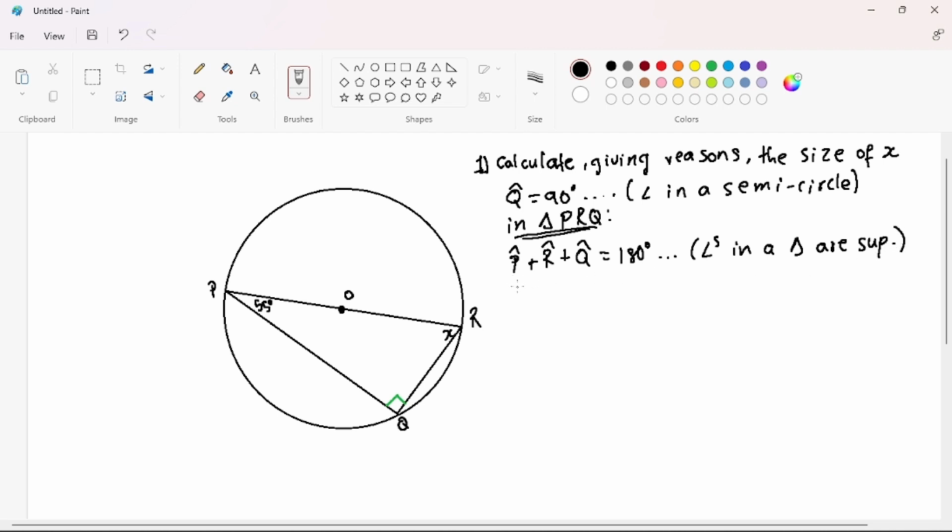So we know that P we are given is 55, and R is our X, and Q is our 90, and it's equal to 180. And then you are going to transpose. You are going to have 180 minus 55 degrees minus 90 degrees, and then you just punch your calculator, guys. So our answer is going to be 35 degrees, right? And that's how we go about theorem 3, our third theorem.